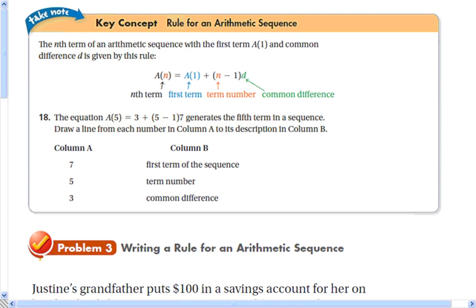All right, here's the rule for arithmetic sequence. If we want to make a rule where we know the first term and we know the common difference, it would look like this. A sub n, which means the nth term, is equal to the first term plus 1 less than the term number times the common difference. So if you look at the way this is set up, this is going to find the fifth term. And the common difference is 7. And the first term of the sequence is 3.